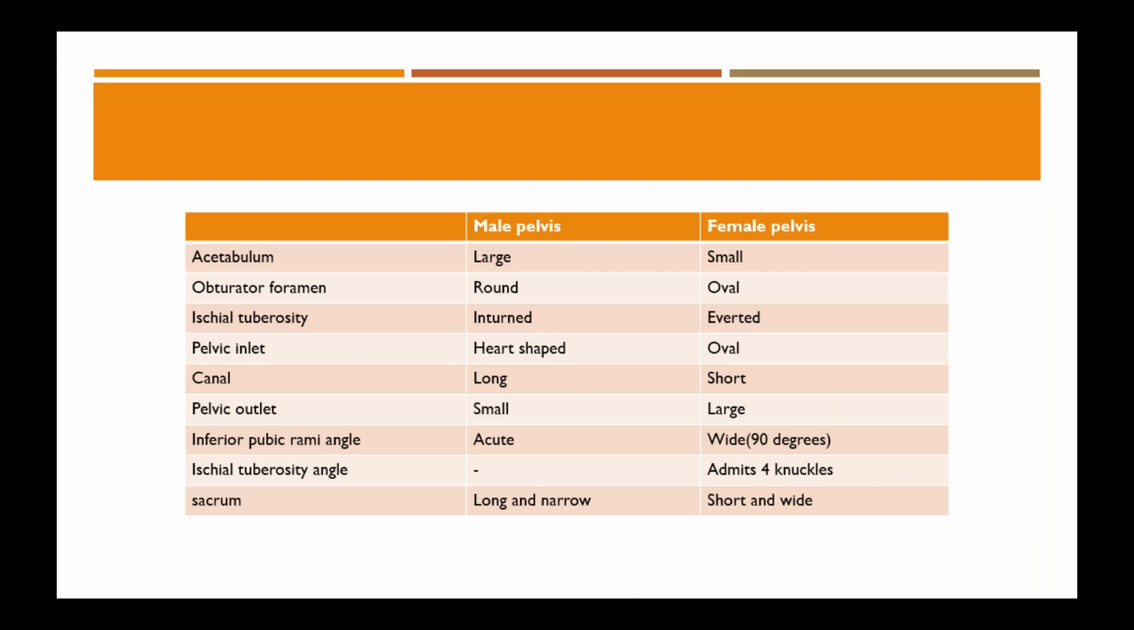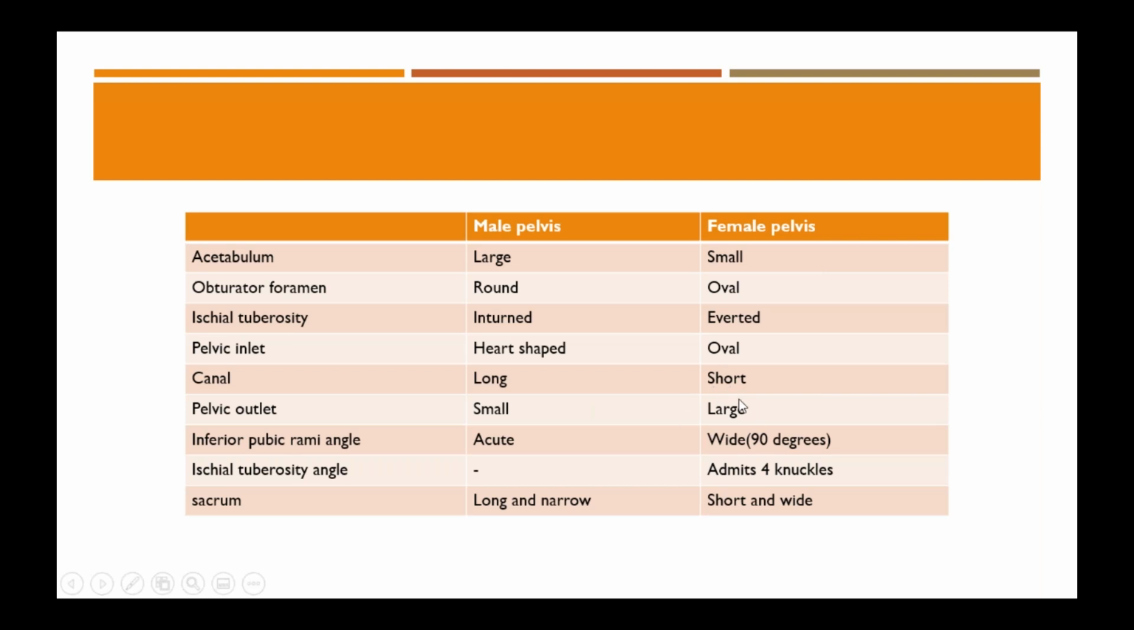What are the differences between the male and the female pelvis? We have been learning all this, so let us revise again. The acetabulum is larger in males, whereas small in females. The obturator foramina is oval in females. The ischial tuberosity is everted so as to make more space for the baby to come. The pelvic inlet is heart-shaped in males, whereas oval in females. The canal is longer in males, whereas it is shorter in the female pelvis.